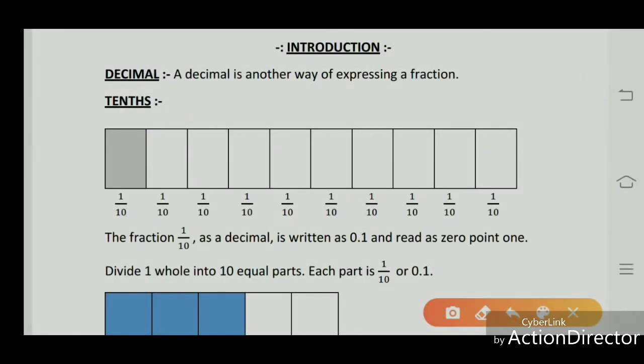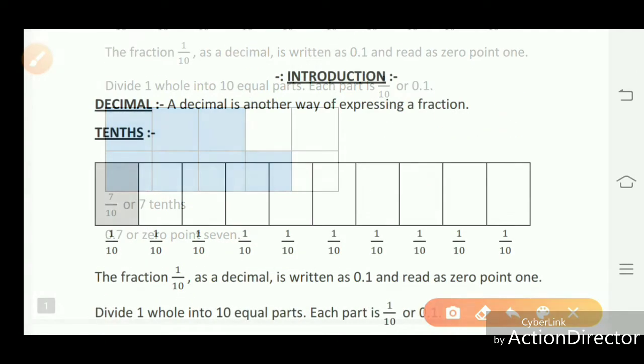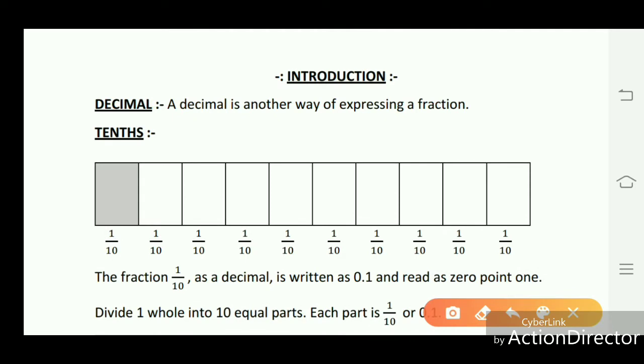So here each box denotes 1 upon 10 part, and in decimal each box denotes 0.1 part of the whole. So here we divide one whole into 10 equal parts, and each part is 1 upon 10 in fraction form or 0.1 in decimal form.